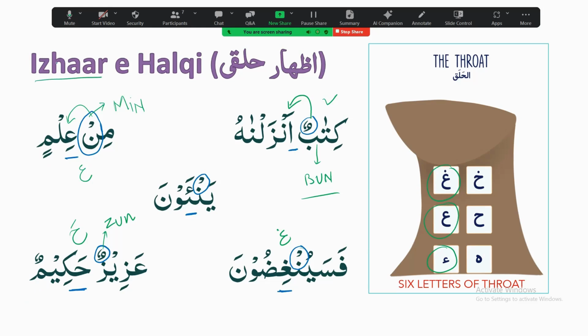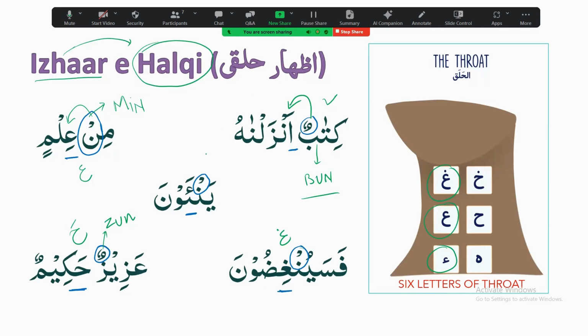Izhar means we will express, showcase, reveal. We do this when there is a letter of halak. Halki refers to the throat. So the name of the rule is izhar halki, which says that if after noon sakin or tanween comes any letter articulated from the six letters of the throat, you will keep the sound of the noon sakin, or the noon hidden in the tanween, as it is.